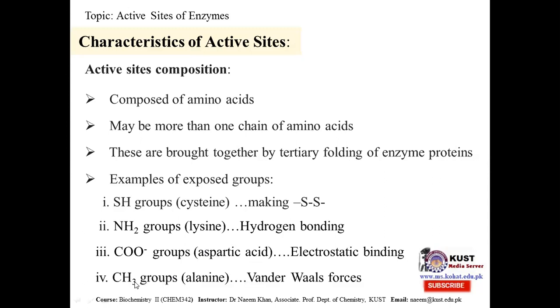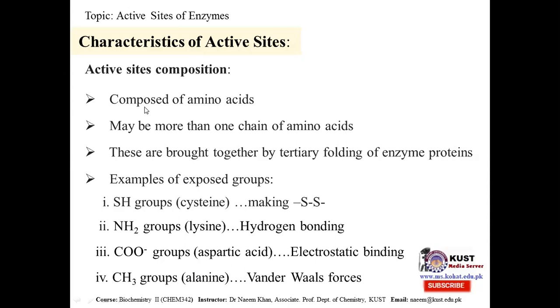The fourth one is the methyl group. For example, the non-polar group of alanine, if exposed at the active site, and if the substrate comes close together, then there is a possibility that van der Waals forces may be established.